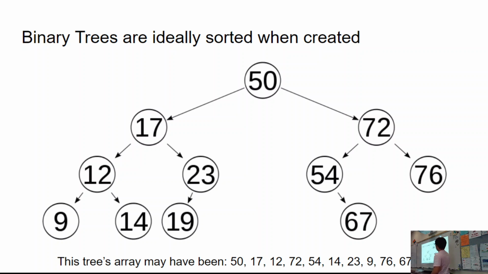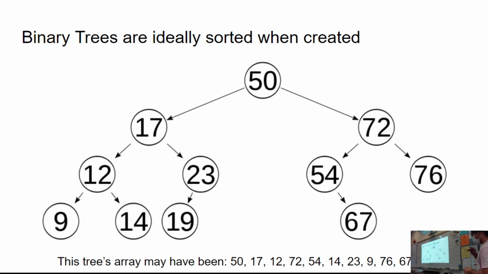So here we have the value of 50 as my root. 50 is my root. I can look at that. The way this is sorted, the left side of the node is everything less than, and the right side of 50 is everything that's greater than 50. And that goes for every single node. If I look at 17, the left side of 17 is less than it. The right side of 17 is greater than it, right? Every value is less than or greater than, depending on the node itself.